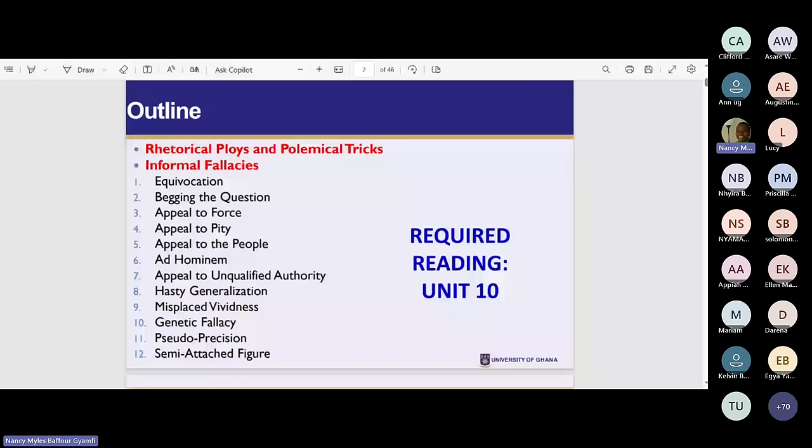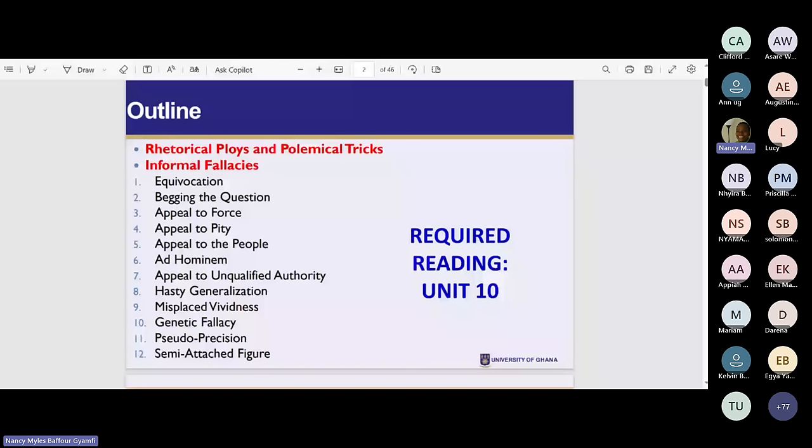Here, we are not really interested in a disobedience of the form. We are not calling out you're disobeying a form or a pattern, because there isn't any pattern that we say you have disobeyed. No. So what then is an informal fallacy? That is what Unit 10 will be engaging.